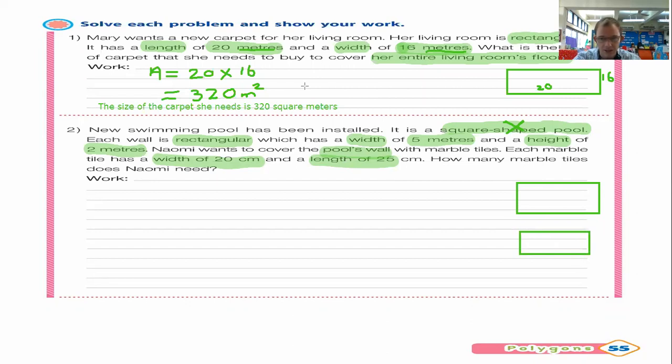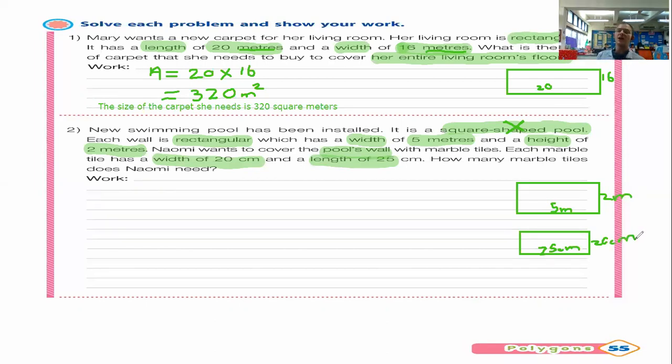So again, we write our information on our picture. So the swimming pool wall has a width of 5 meters and a height of 2 meters. The marble tiles, see this one is meters, and the next one is centimeters. 25 centimeters and 20 centimeters.